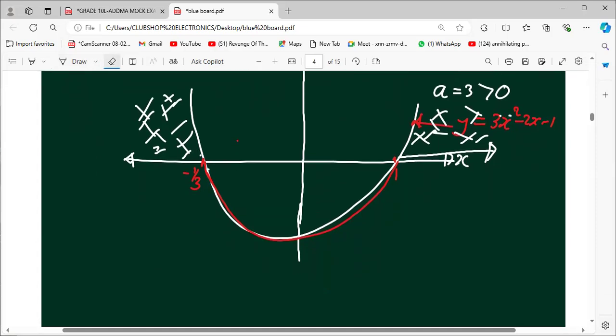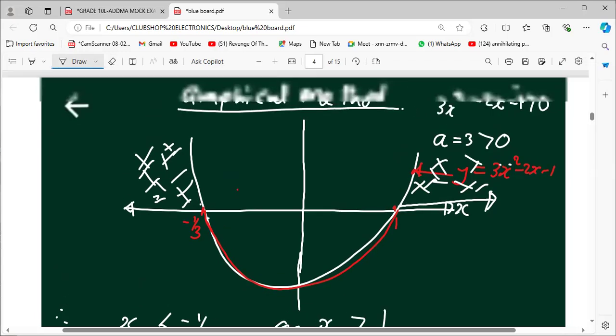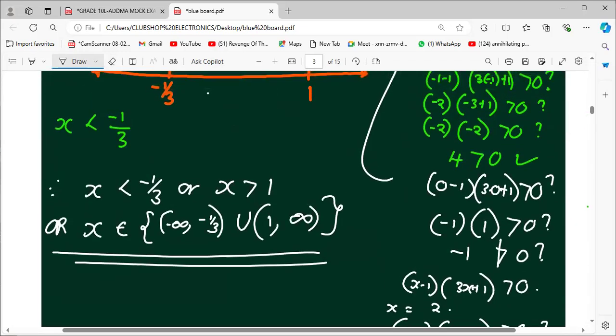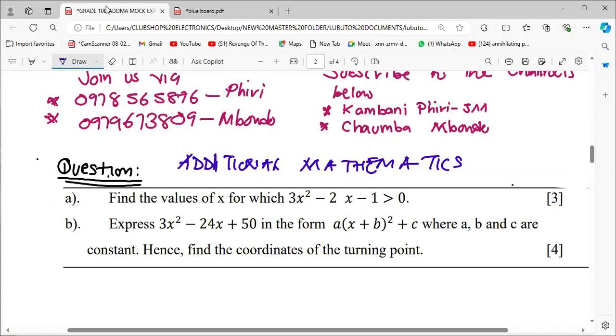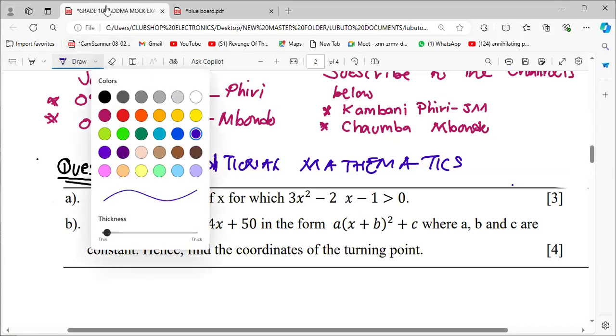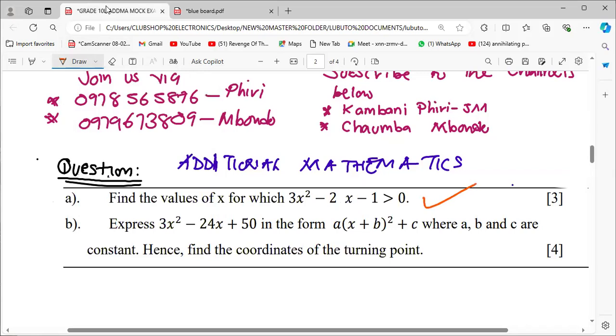So you can say, therefore, x should be less than or equal to 1 over 3 from the graph, or x is greater than 1, or you can write it in that standard form. So basically, that is how you deal with this question. I don't know why most of the students have a problem with this one. Take your time, watch this video, share with your friends, repeat it, and see what you're going to get.